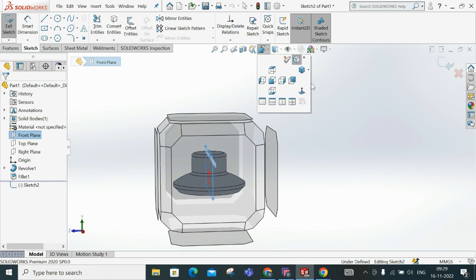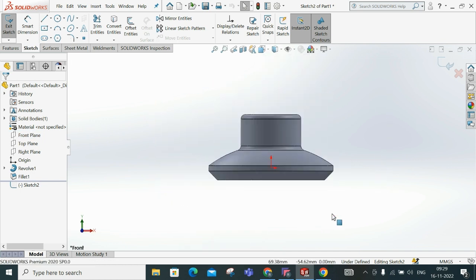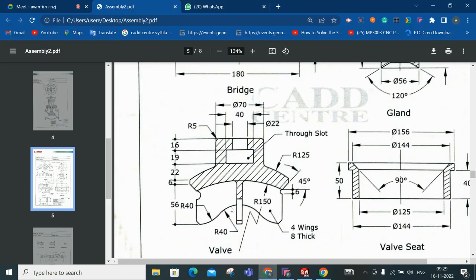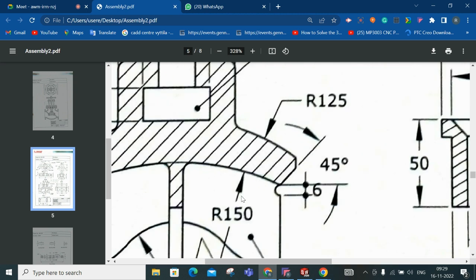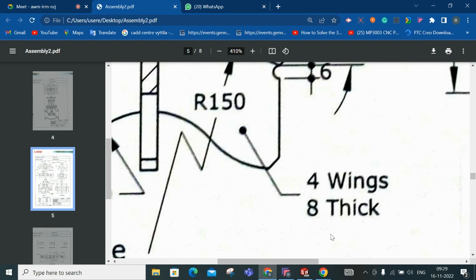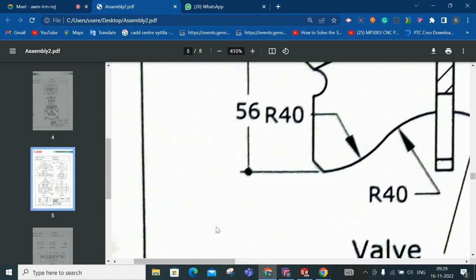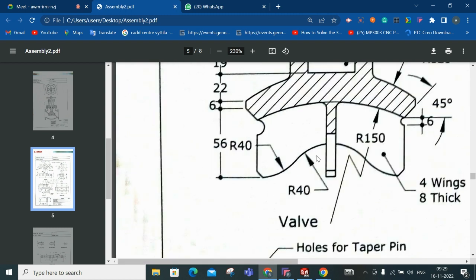Sketch. Look at this. You see, there's also some problem with the dimensions and all. Okay, you see here it is one larger one, this is a smaller one. That is the problem with making the cut section and all.